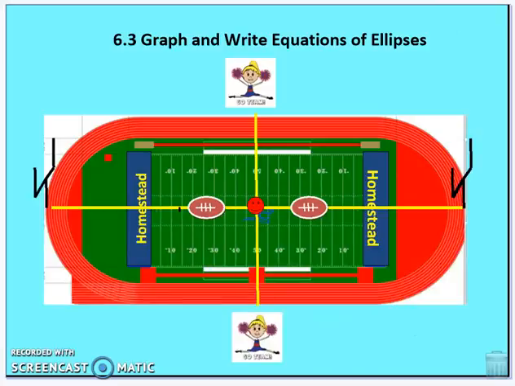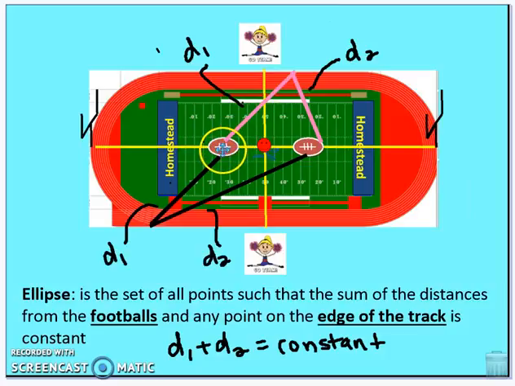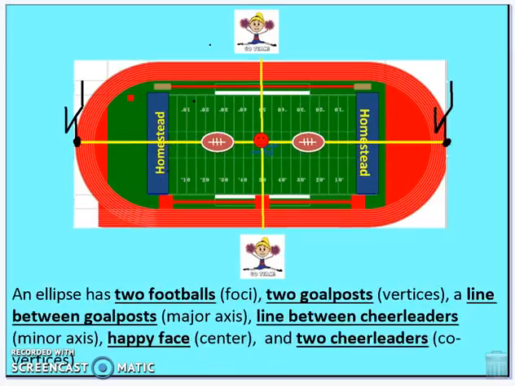All right, so let's take a look, just for fun, at what this might look like in terms of a football field, which is in the general shape of an ellipse. We have the foci, which are the football. We have the vertices, which are the goalposts. We have the center, which is the happy face. And then we have the co-vertices, which are the cheerleaders. All right, so the distance from the foci to any part of the edge of the track is going to be constant. So d1 plus d2 is going to be constant all the way around the track.